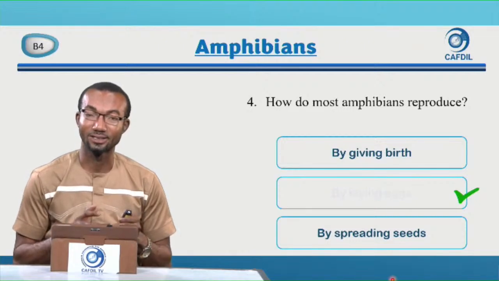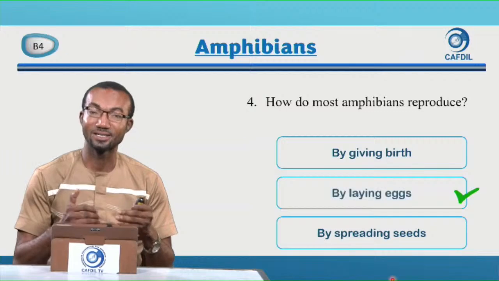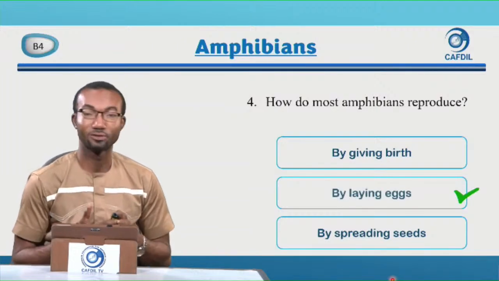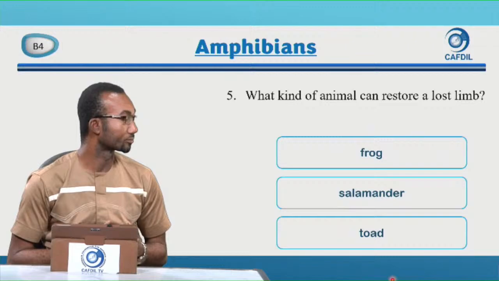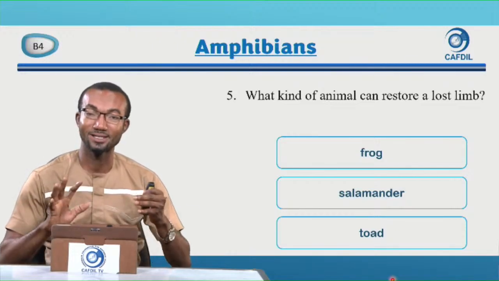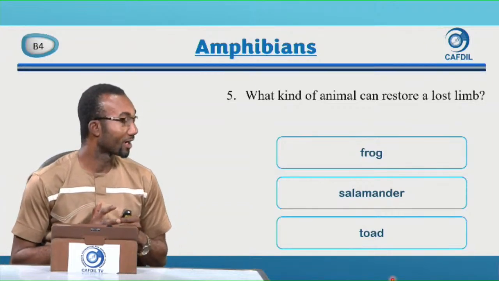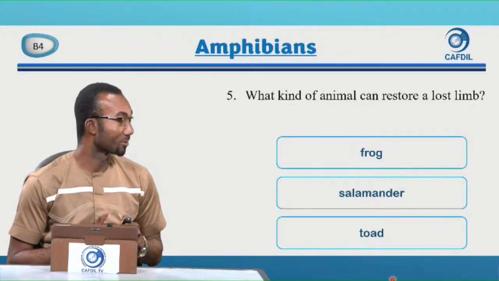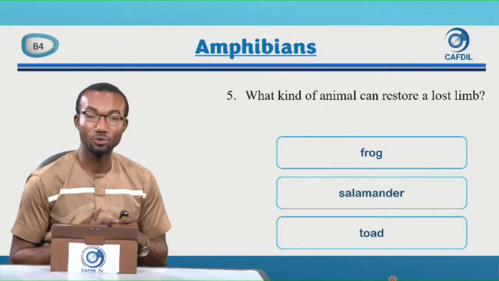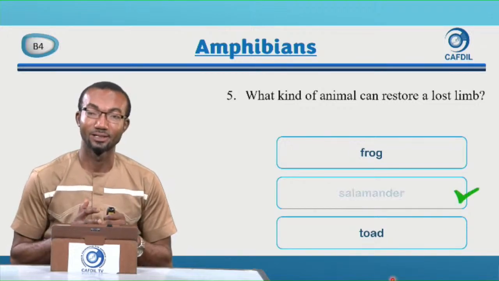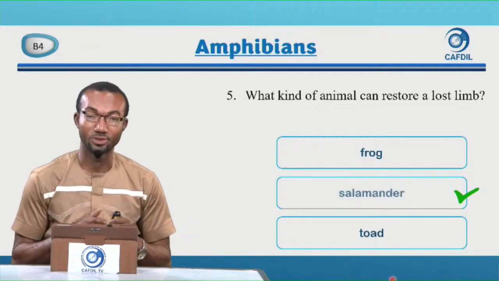And when they are laying the eggs, the female will need a male. As they lay the eggs, the male will be fertilizing the eggs so that newborn frogs can come out of it. 5. What kind of animal can restore a lost limb? And when we talk about a limb, we are talking about your hands and legs. We looked at this when we were talking about the facts about some amphibians. So we have frog, we have salamander, we have toad. Good. The answer is salamander. When they lose a leg or limb, it will regrow. Good.